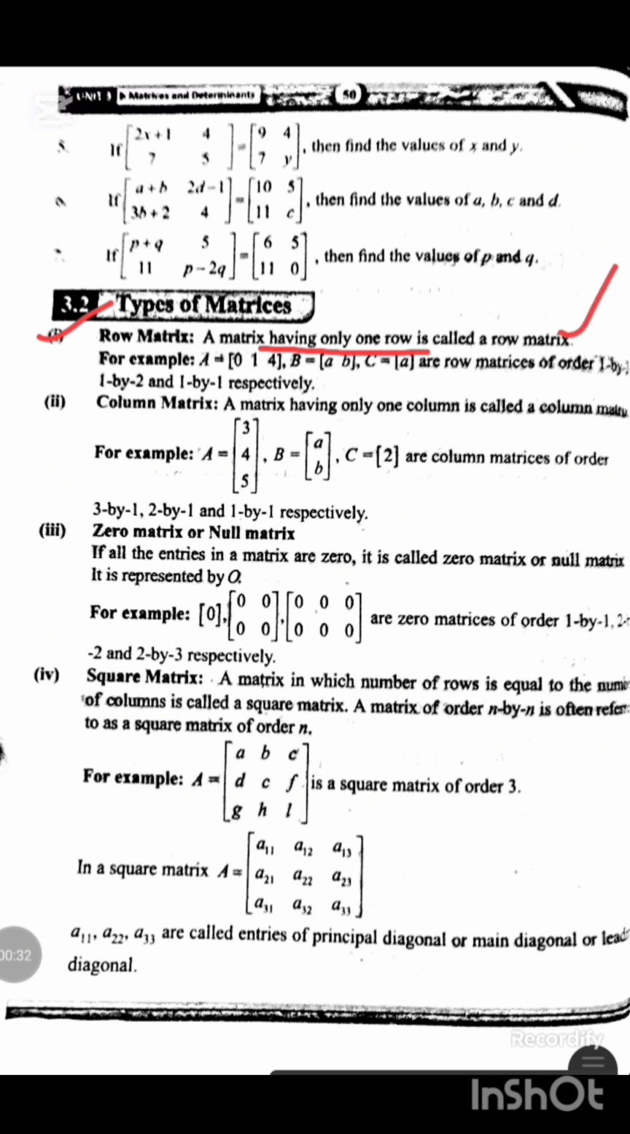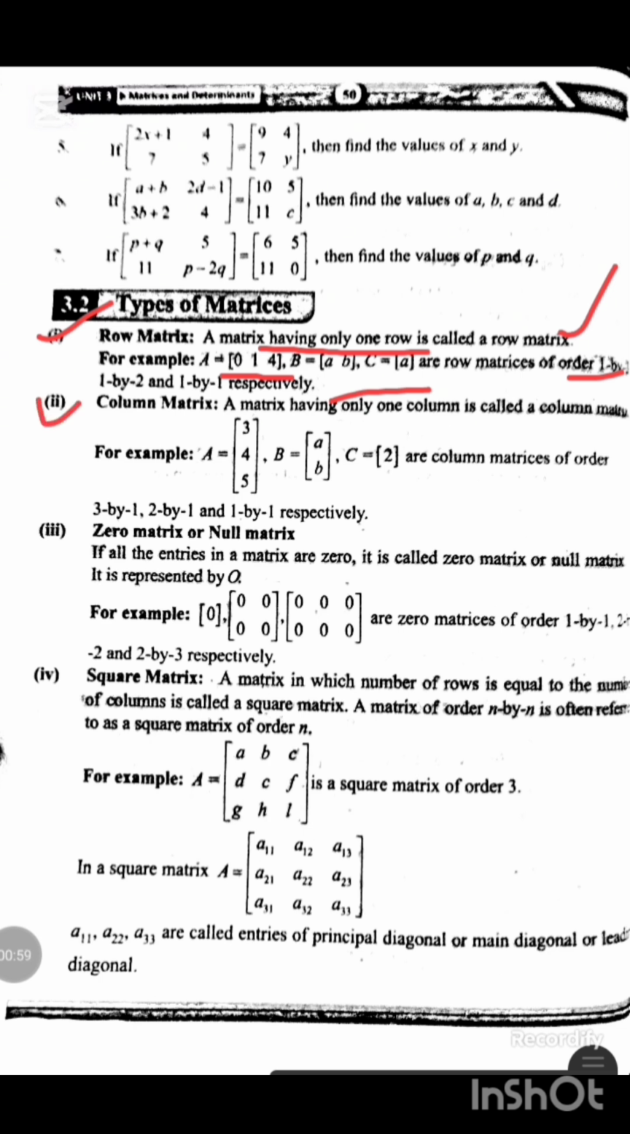So for example, A is equal to [0, 1, 4], B is equal to [a, b] and C is equal to [a]. All these are row matrices of order 1 by 3, 1 by 2 and 1 by 1 respectively. It means that we have one row in each matrix but different columns. So these matrices are called row matrices because they have only one row.